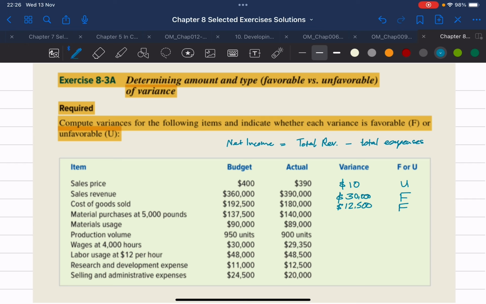Next one, material purchases at 5,000 pounds. The budget was 137,500 and the actual was 140,000. Okay, this falls within the total expenses bucket we talked about earlier, and as you can see, the actual is higher than the budget, so that is unfavorable. So we'll say U right here. What's the difference between 140,000 and 137,500? That's a 2,500 variance.